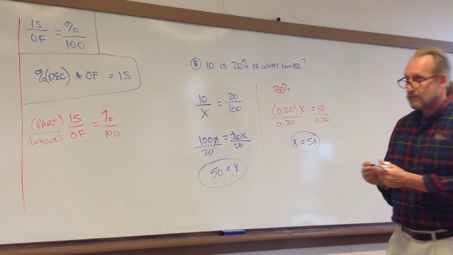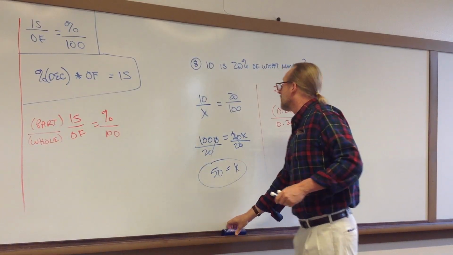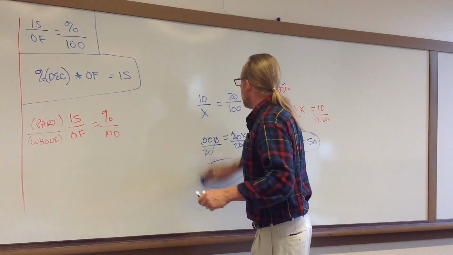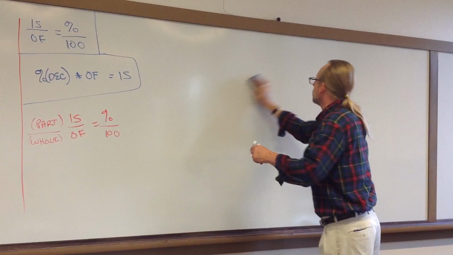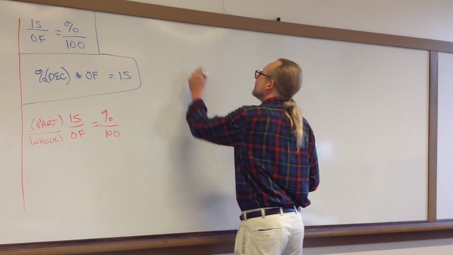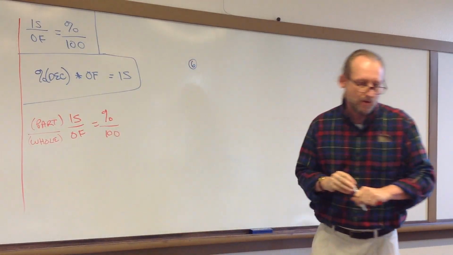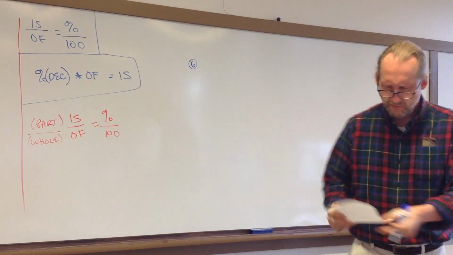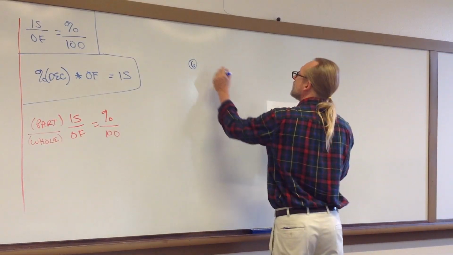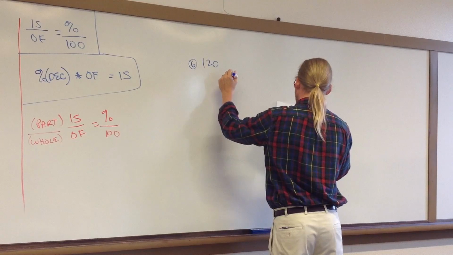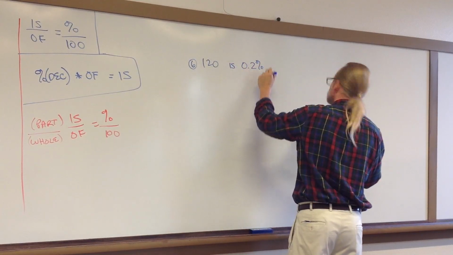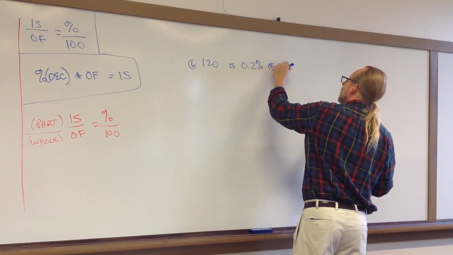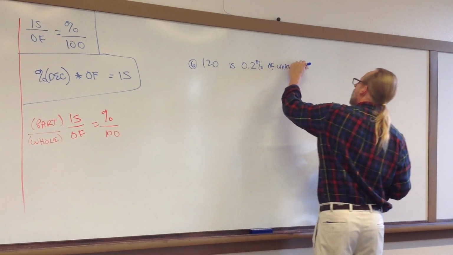All right, let's look at one more from this section. We'll go back and do number 6, because number 6 is a little bit trickier. Number 6 says 120 is 0.2% of what number?